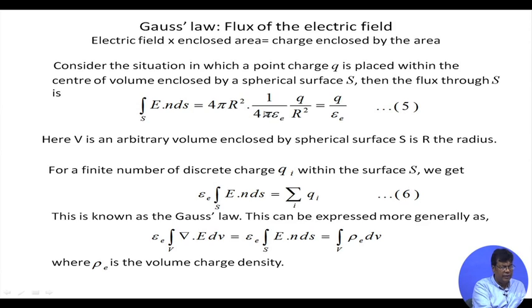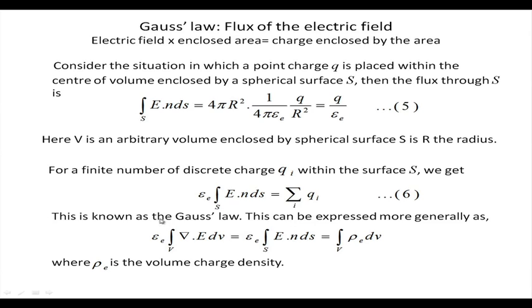The electric field is what we have defined already. This is the surface area, because R is fixed, R equal to capital R. So, you get the flux as q by epsilon E. Now, if you have a number of charges apart from this q, we can generalize this as the sum of q_i.